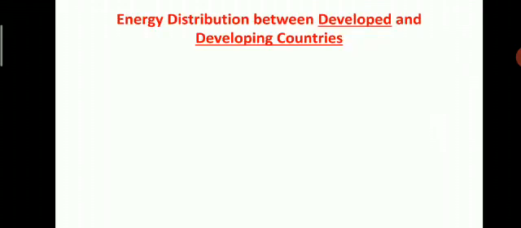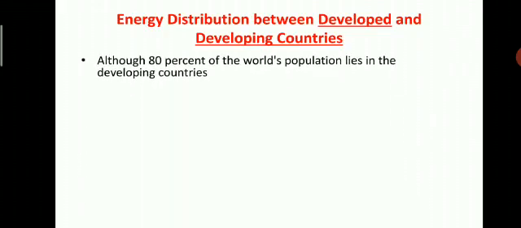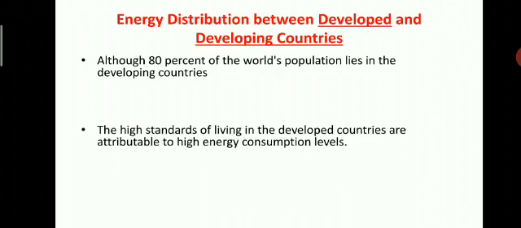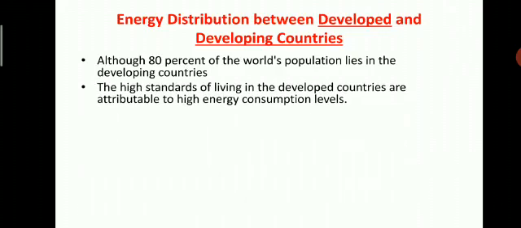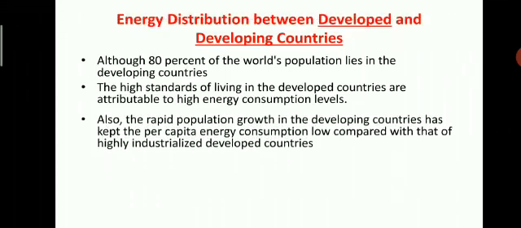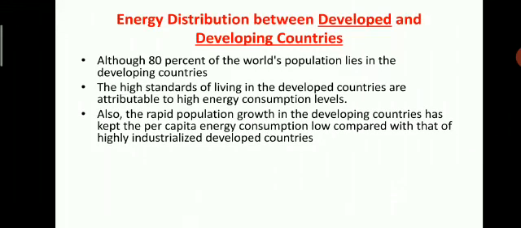So energy distribution, let us see between developed and developing countries. Although 80% of the world's population lies in the developing countries, this is very important. 80% of the world's population today lies in the developing countries. The high standard of living in the developed countries is attributable to the high energy consumption level. Also, the rapid population growth in the developing countries has kept the per capita energy consumption low compared with that of the highly industrialized developed countries.